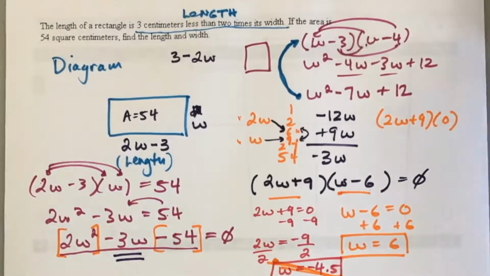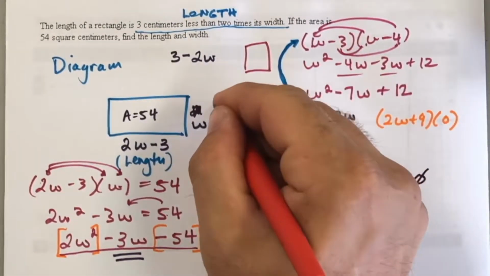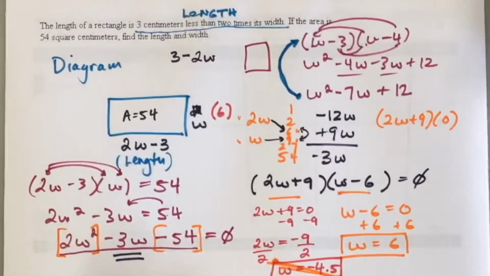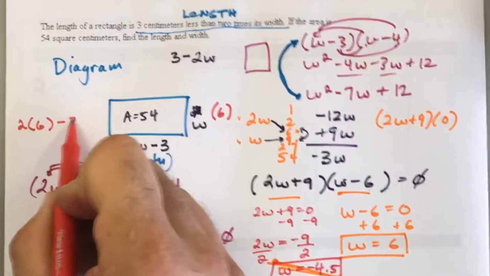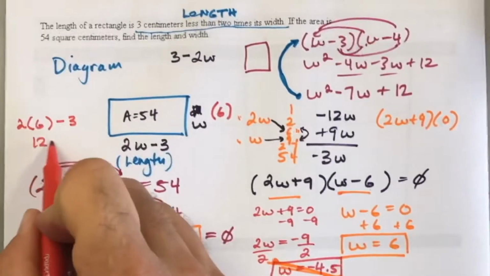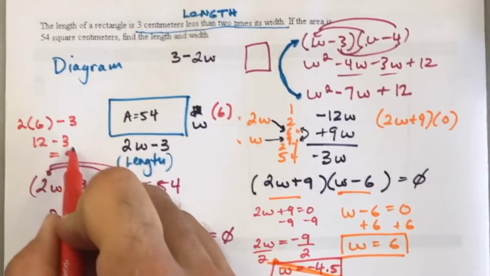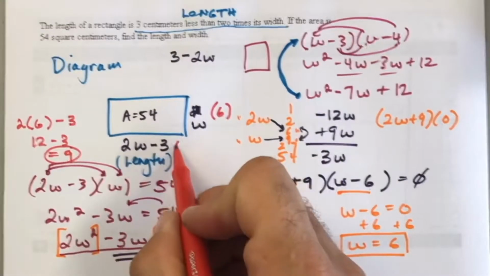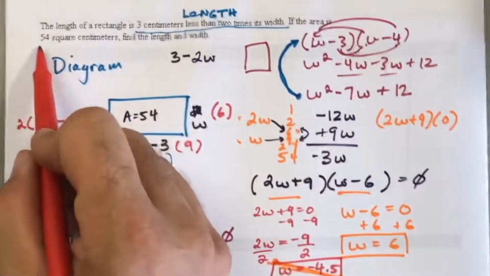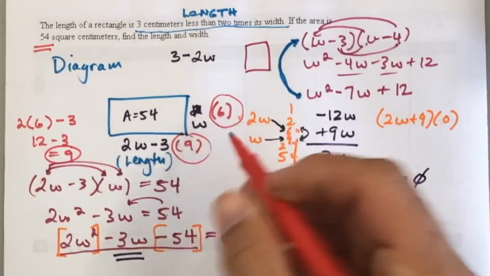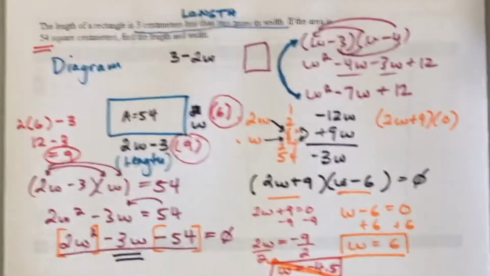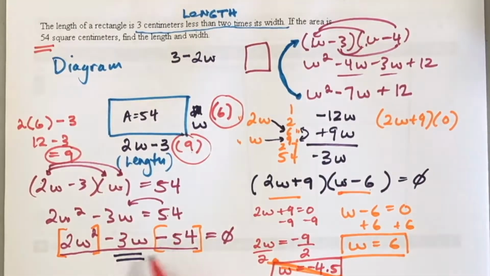So I found that my width was 6. So if my width is 6, and I do 2 times 6 minus W minus 3, 12 minus 3, I get 9. Well, 9 times 6 is that area of 54. Now, if they give you multiple choice answers and you see that 9 and 6 there, and you recognize the length needs to be longer than the width, well, then I would go with that.